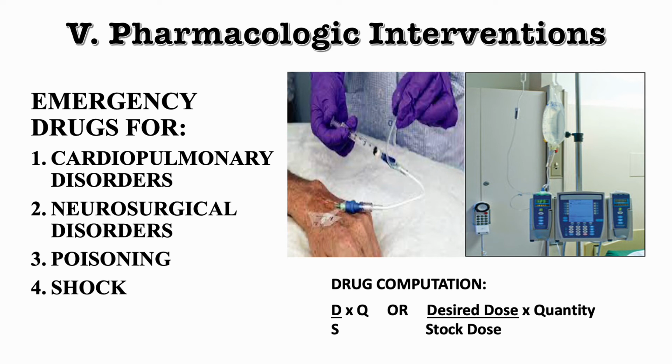Another important thing for nurses to know is drug computation, for slow IV push, or if you incorporate them in an infusion. So again, recall IV rate computation. So what is the formula for drug computation? D over S times Q, or desired dose divided by the stock dose times quantity. And then that's the volume of solution that you will give.